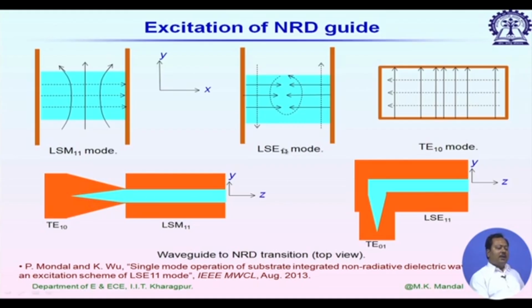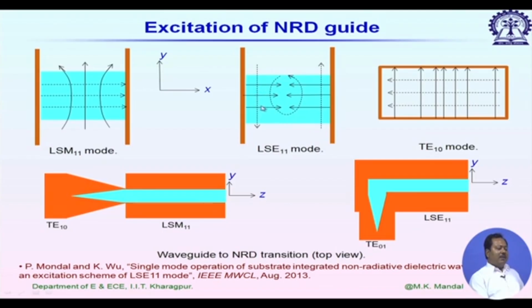Now, how to excite LSE11 mode? For longitudinal section electric, if I look at the electric field configuration, you see it is coming from the left hand ground plane, then going into the propagation direction. From the right hand side it is coming, then on the mid plane it is in the propagation direction. So, we can't simply place a rectangular waveguide on top of it, because we have both left hand side and right hand side components and they will cancel each other's effect. So, we have to use a different scheme.